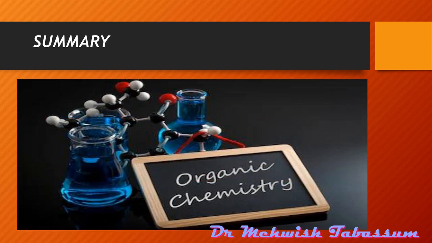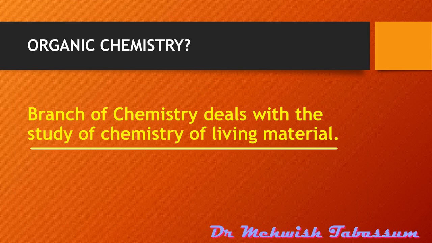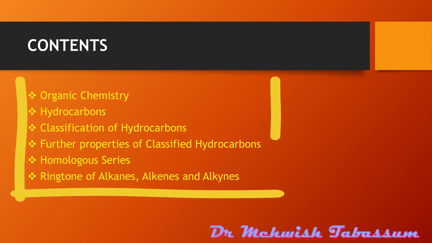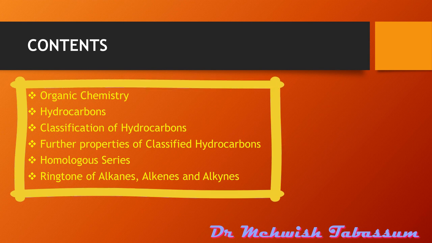So all in all, what we have learned today: we learned what is organic chemistry, the branch which deals with the study of chemistry of living material, and then what are hydrocarbons, what are the classes of hydrocarbons, and how we can cram the different members of the homologous series of alkanes, alkenes, and alkynes.